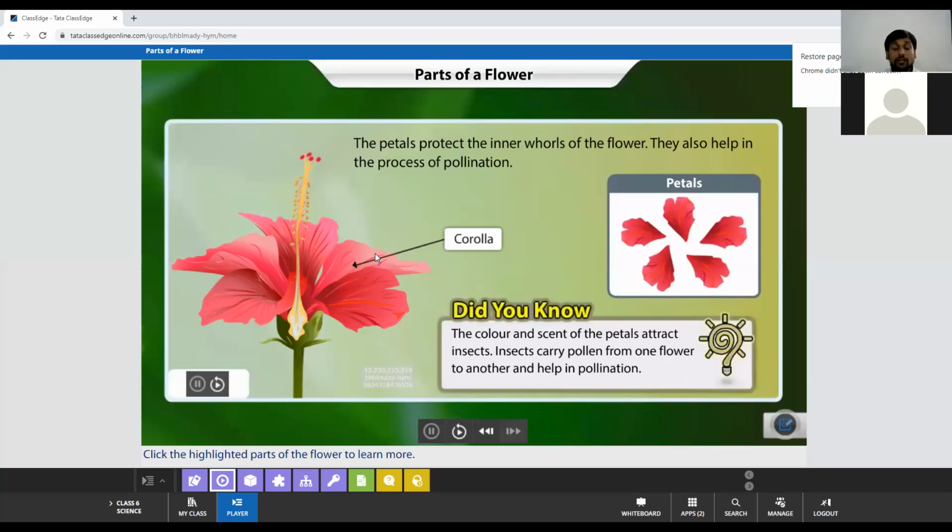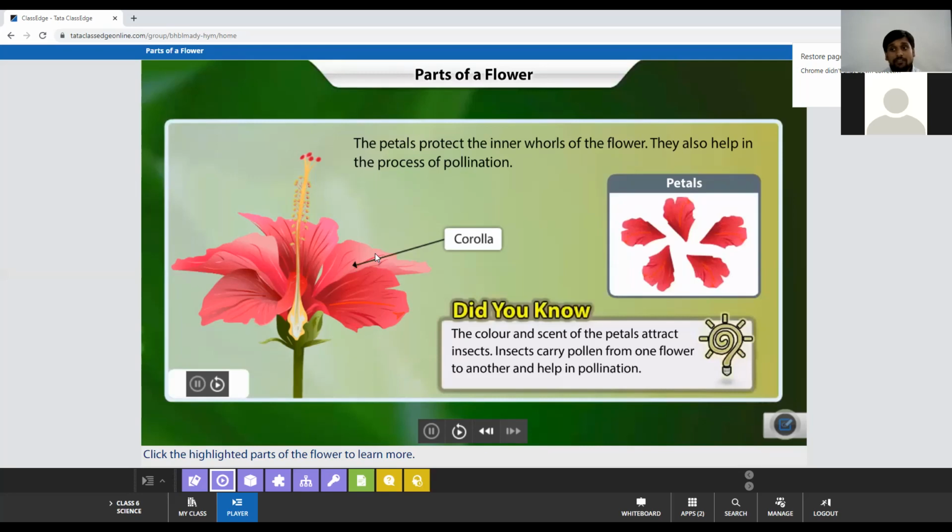Yes or no? And what is the function of this petal? Why are they colorful? Any other use, my dear? Is there any importance for that attraction, my dear? Any answer from your side, guys? Maybe attracting insects, sir. Yes, correct answer.